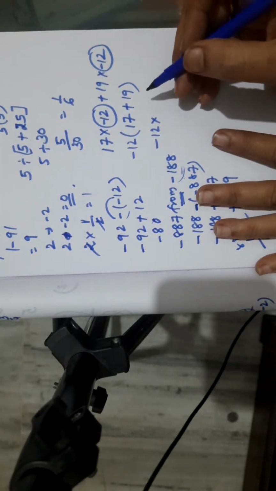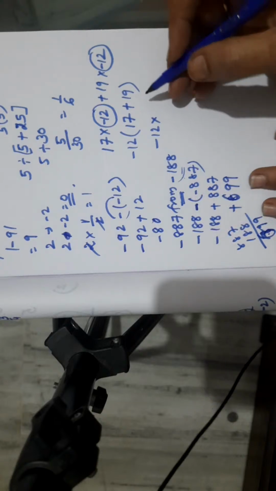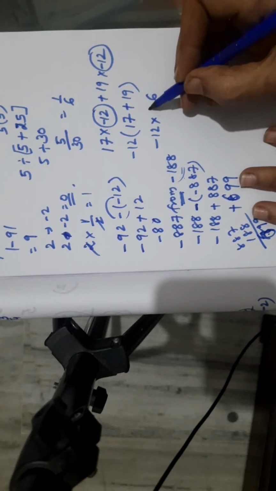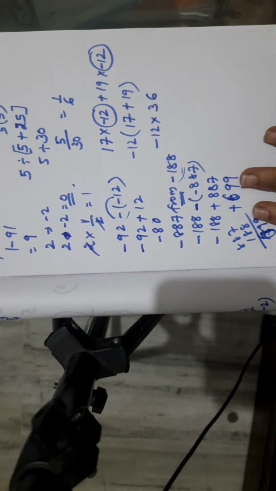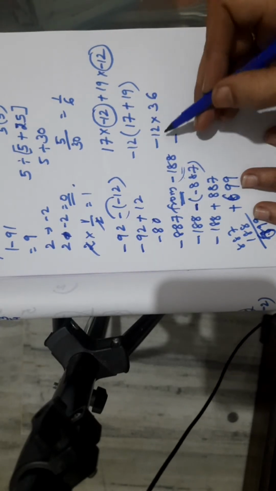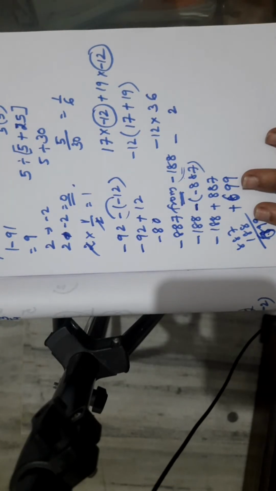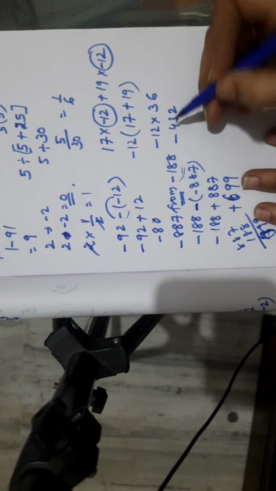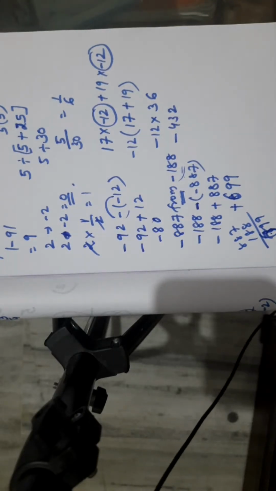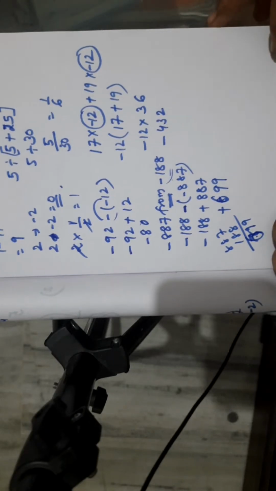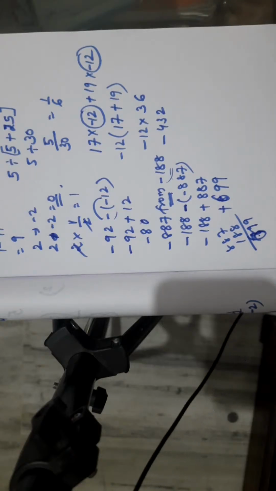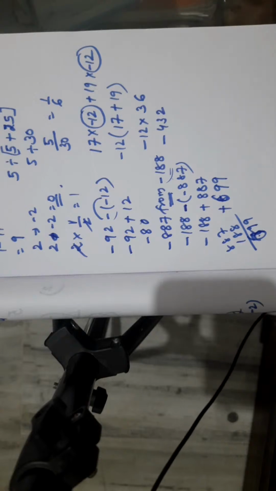Very good, 1 by 6 is the correct answer. Now adding them, 36. Now multiply the numbers: 12 multiplied by 36. Is it correct? Check out the multiplication once, whether it is correct or not. 36 multiplied by 12. Okay, now the next question.